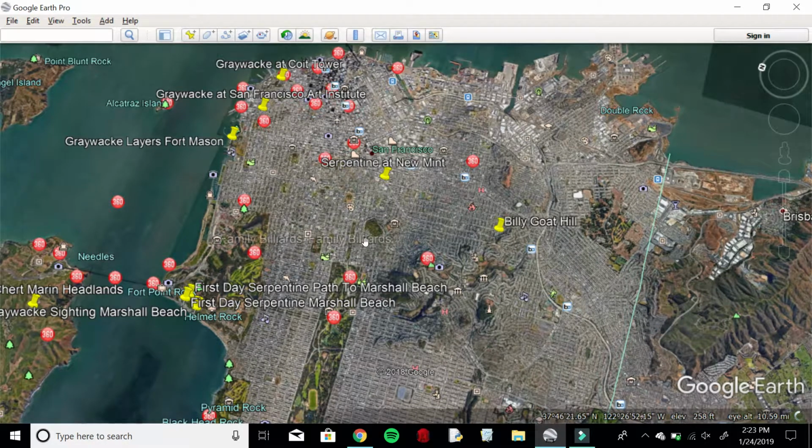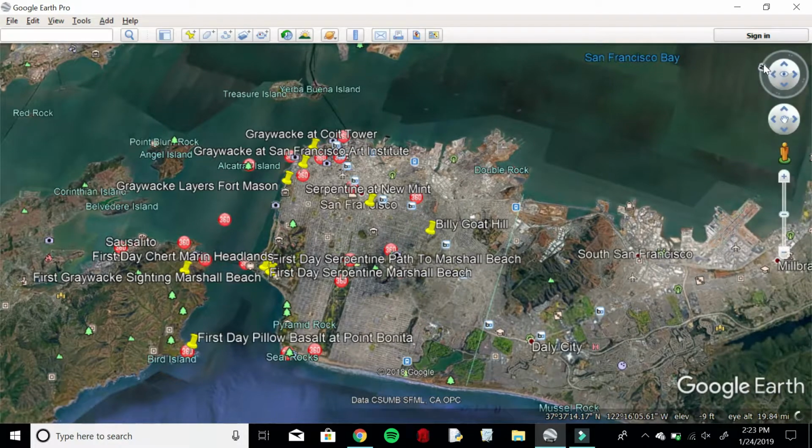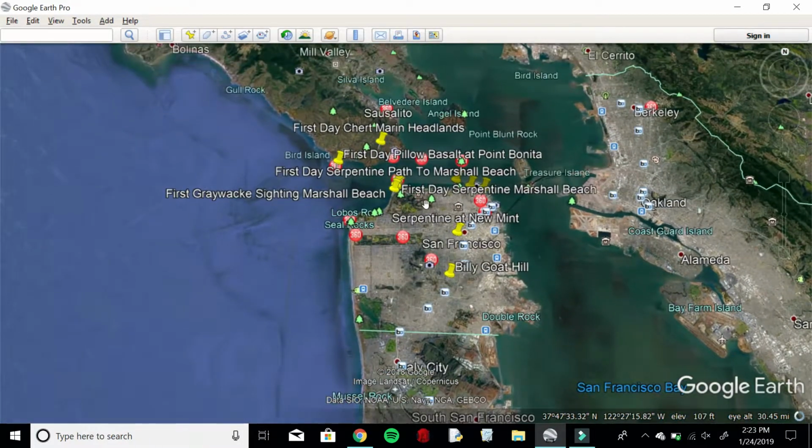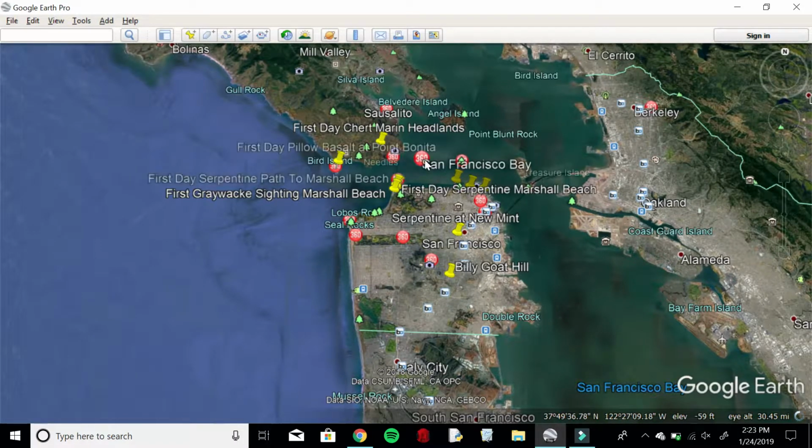Not only did we learn a lot of history during our class, we also went on many field trips and saw many rocks in the bay. We took many field trips in the past 3 weeks to identify rocks. We visited many places, including Point Bonita, the Marin Headlands, Fort Mason, and Point Reyes.